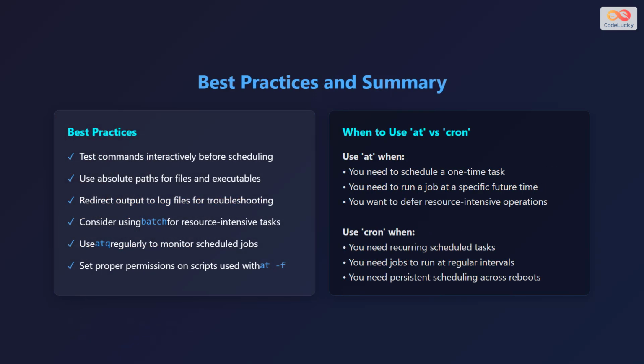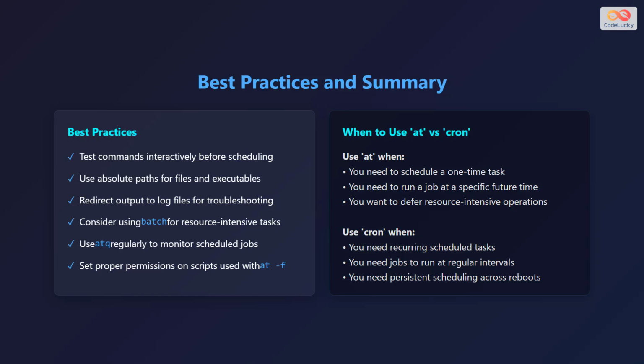Here are some best practices to keep in mind when using the at command. Always test commands interactively before scheduling them. Use absolute paths for files and executables to avoid any path-related issues. Redirect output to log files for troubleshooting purposes. Consider using the batch command for resource-intensive tasks to avoid overloading the system. Regularly use the atq command to monitor scheduled jobs. Set proper permissions on scripts used with at -f to ensure they execute correctly.